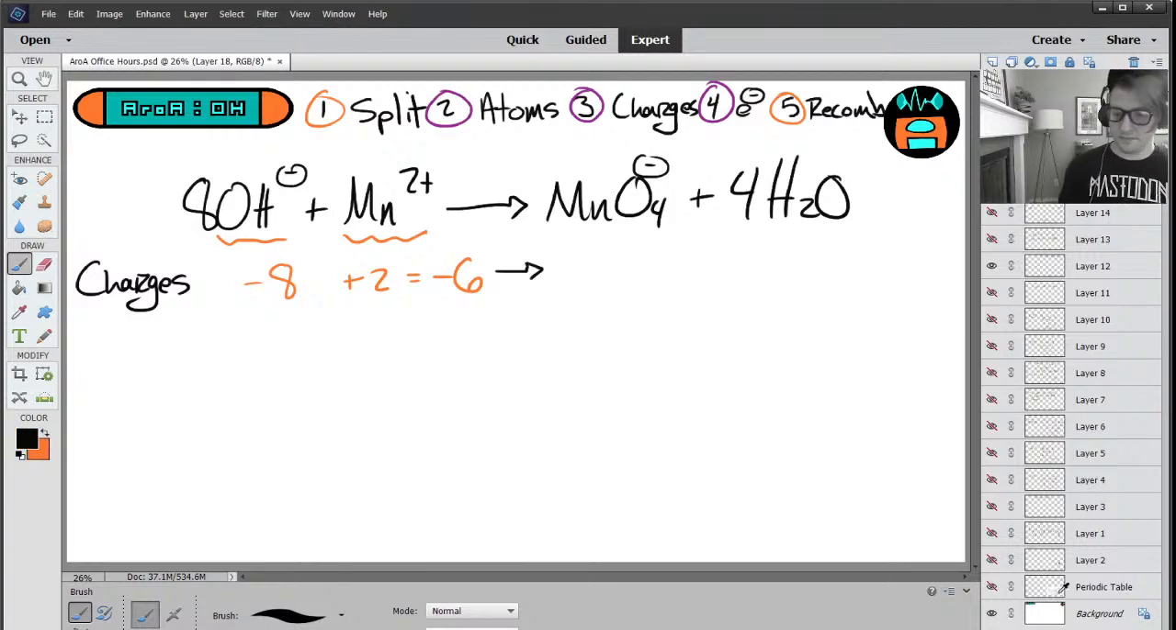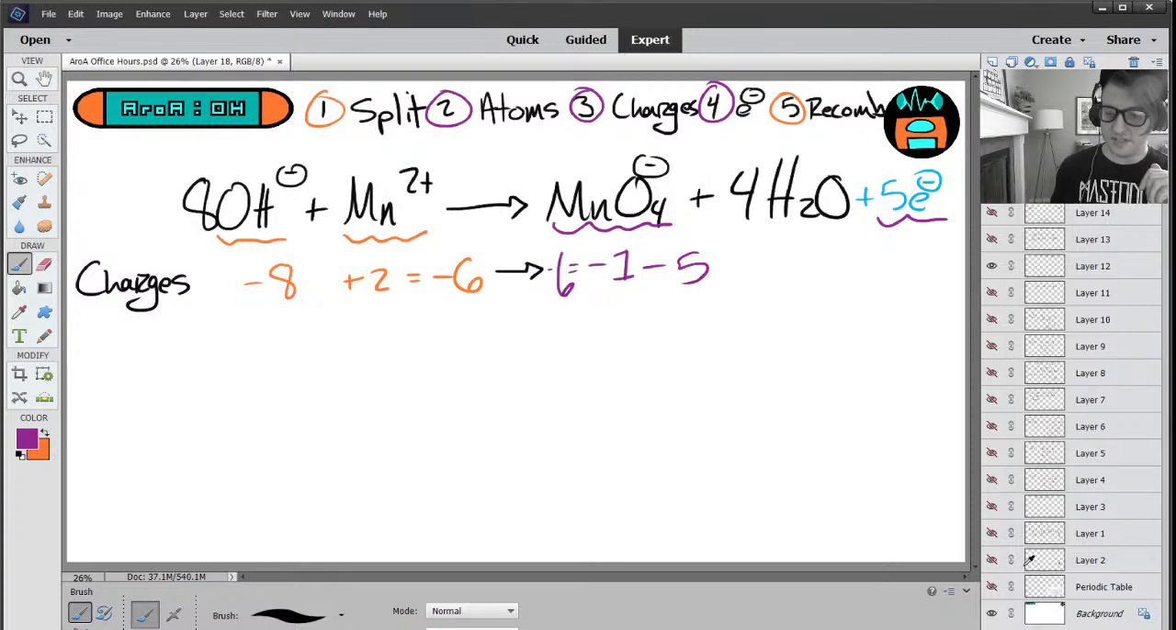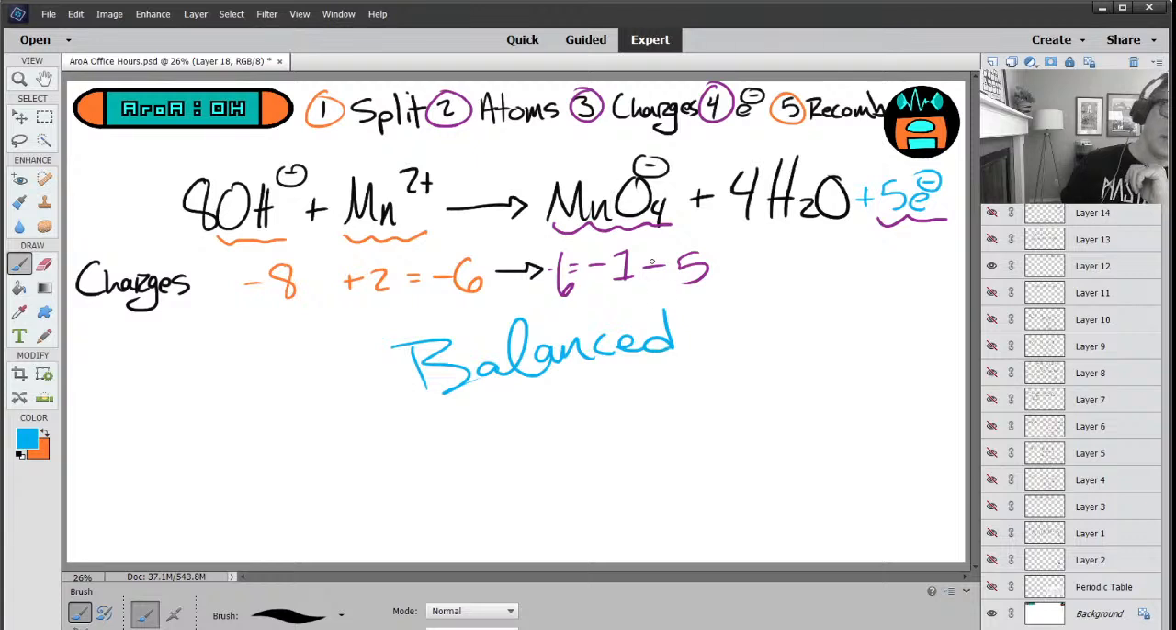On the product side, we only have permanganate, which has a charge of -1. So we've got to use electrons to balance this half reaction. It looks like we need to bring in 5 of them so that we have -1 minus 5, which equals -6, and now we have balanced charges. So atoms and charges are both balanced for our manganese half reaction.